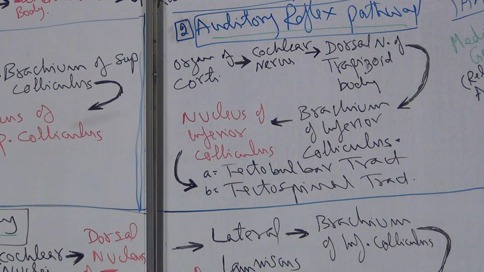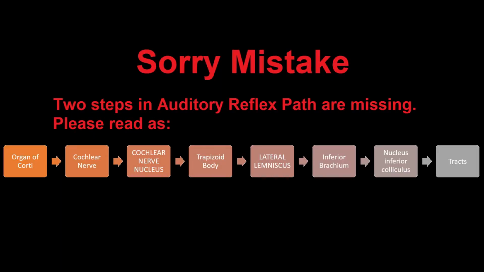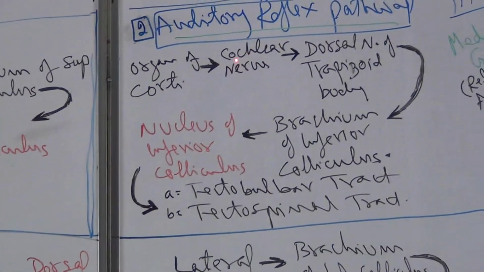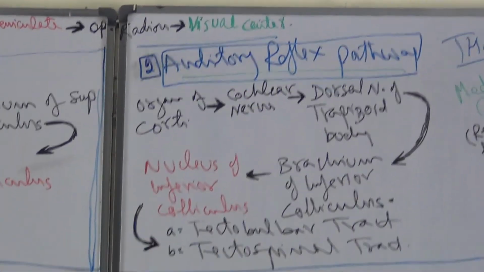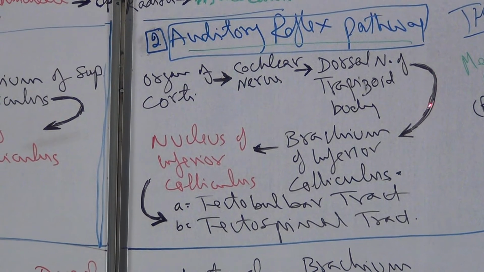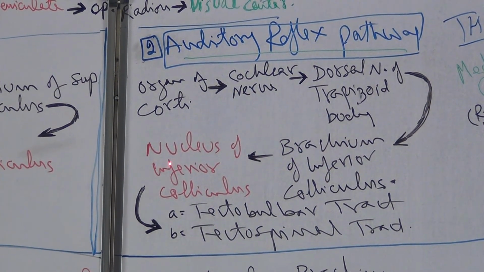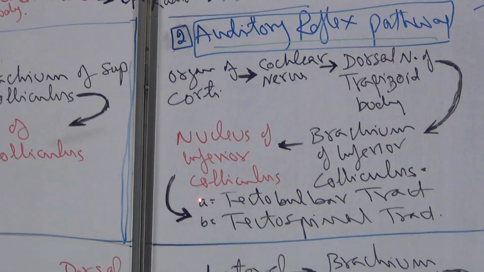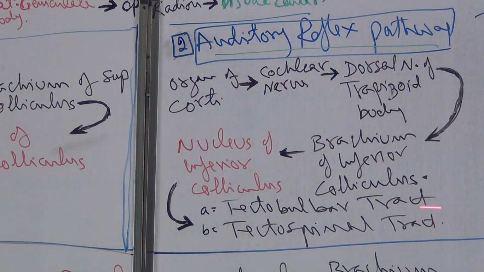Now, what is the auditory reflex pathway? Organ of Corti of the internal ear, cochlear nerve, relay in the dorsal nucleus of trapezoid body, which is in the lower part of the pons. Then the fibers run through the brachium of inferior colliculus, relay in the nucleus of inferior colliculus. From the inferior colliculus, tectobulbar and tectospinal tracts arise.